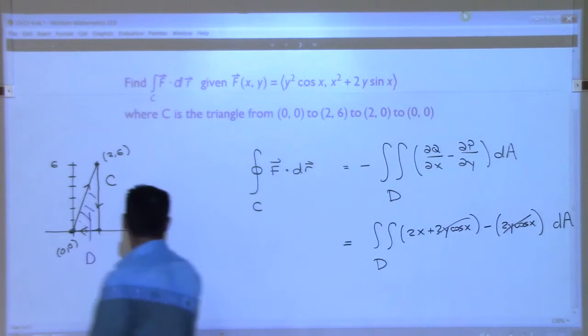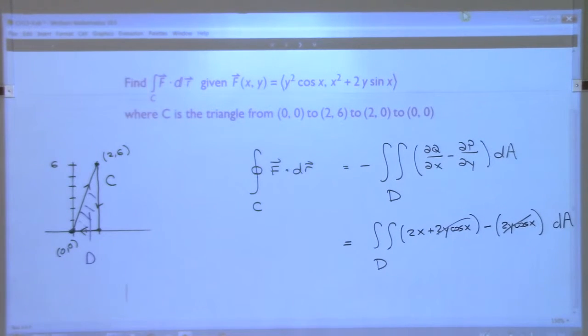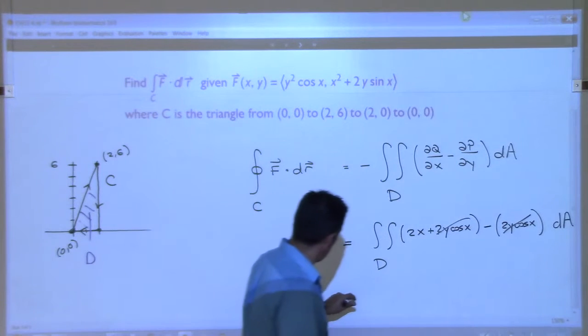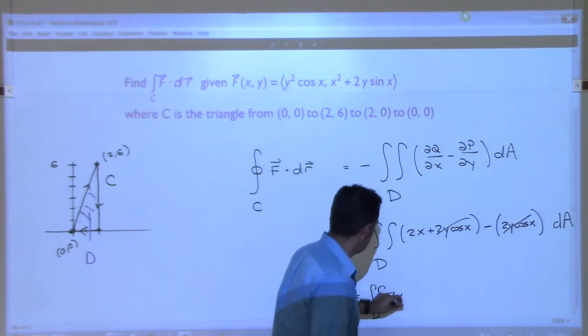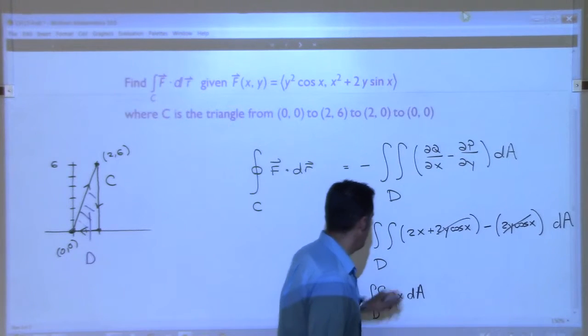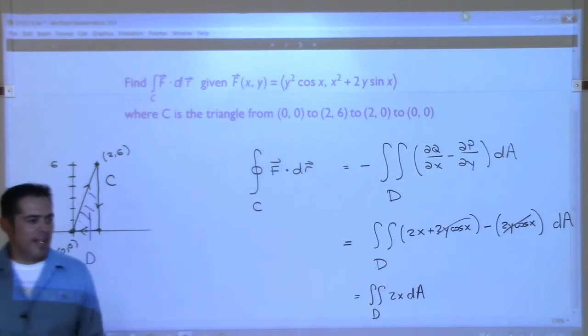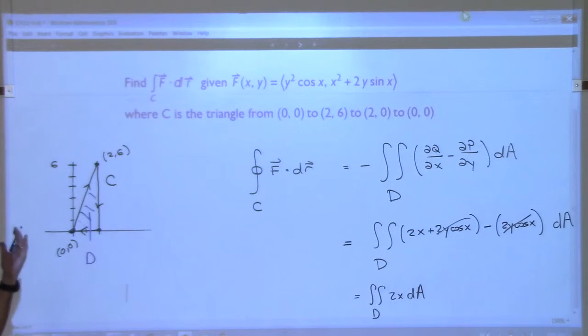So now we are at a double integral over D of 2x dA. Now this time we can't just pull something out and get area anymore because x is in there, right? Do we not keep our negative?